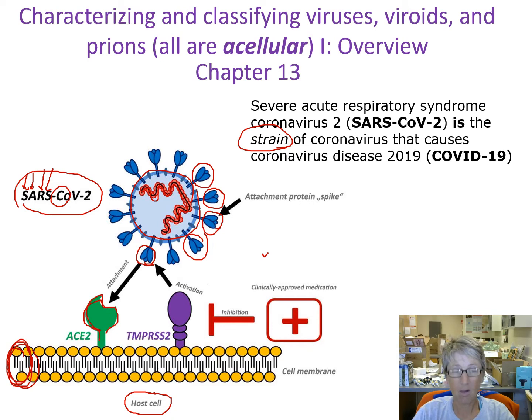And you can see in the cartoon that these spikes on the virus will recognize the ACE2 receptor stuck in your cell, and when the two bind to each other or recognize each other, that's called attachment. Once that happens, this TMPRSS2, the purple thing, can activate the virus such that the virus can go from being outside of your cell to inside of your cell.